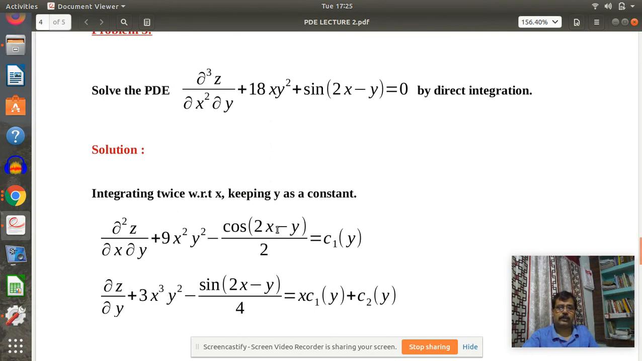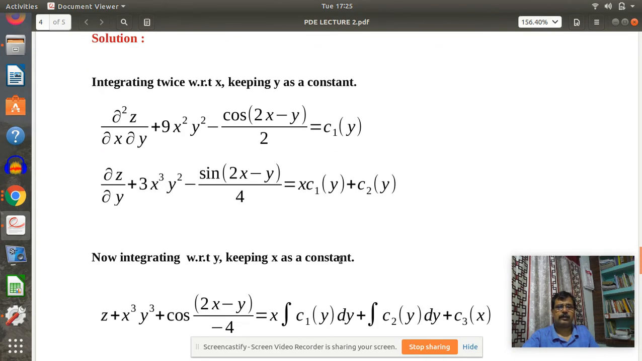Then the integral of this term is minus sign here. The integral of cos of (2x minus y) is sine of (2x minus y) by 2. So by 4, since already there is a 2, it's by 4. Equal to x into c1 of y plus c2 of y. Is it clear? So it is again integration with respect to x.